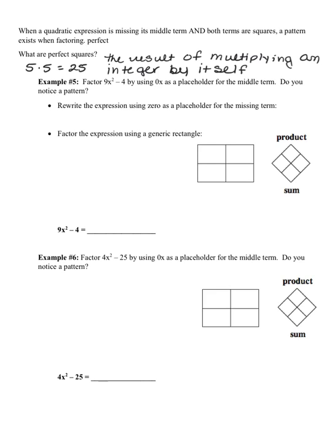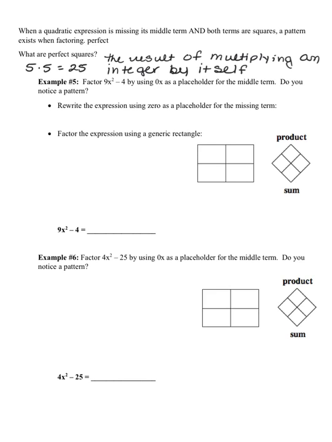Since we've already done a lot of work factoring expressions that are missing their middle term, I would like you to start by working through examples 5 and 6 on your own and go through the normal process for factoring those expressions by rewriting the expression using 0 as a placeholder for the missing term, then use the generic rectangle and diamond problem to help you find the two factors for that expression.